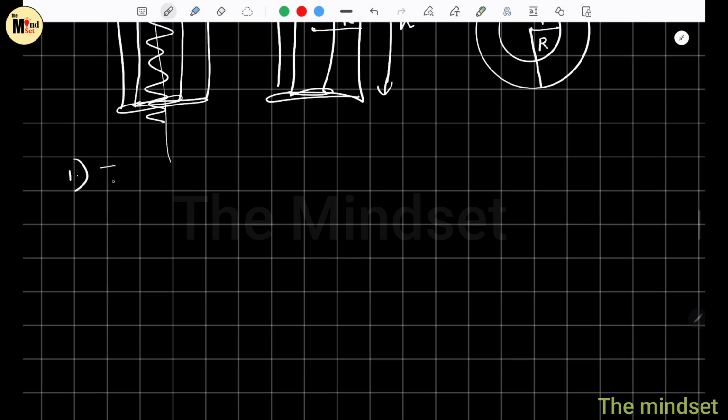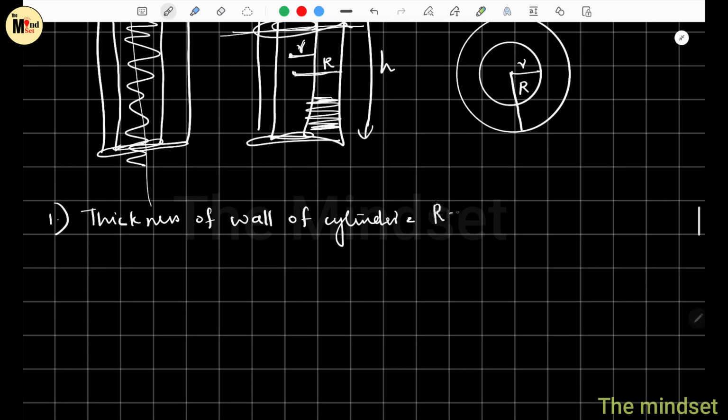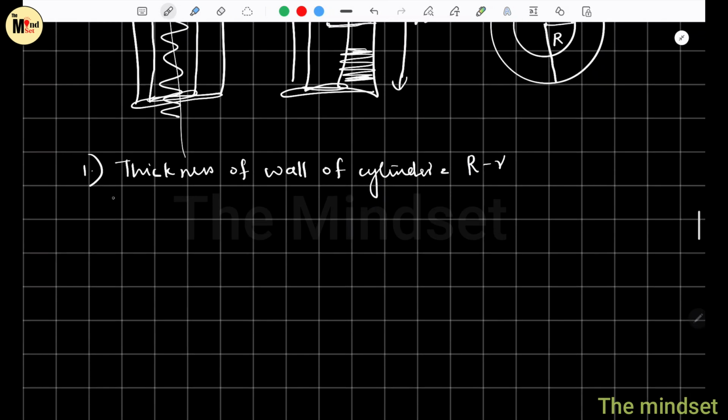First is the thickness of the wall of the cylinder. They are asking us to find this thickness. What is the thickness? If you look here, you know this much is capital R and this much is small r. That means the thickness will be capital R minus small r.